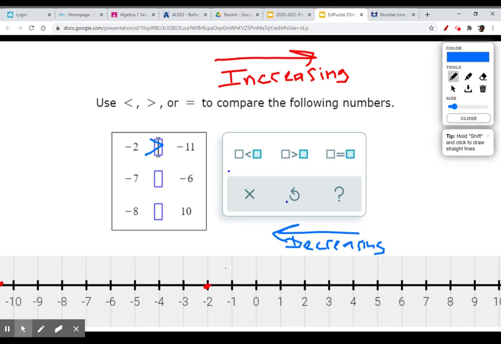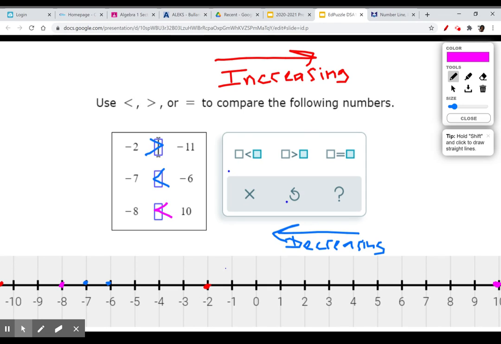Okay, now we're comparing -7 and -6. So here's -7, here's -6. -6 is on the right, so -6 is greater. That's it. Let's switch colors for the very last one. We're going to look at -8 and +10. So here is -8. And here is +10 down here. Now, other than the obvious of a positive number always being greater than a negative number, it still holds true that the number to the right is always greater than the number to its left. So +10 is greater.